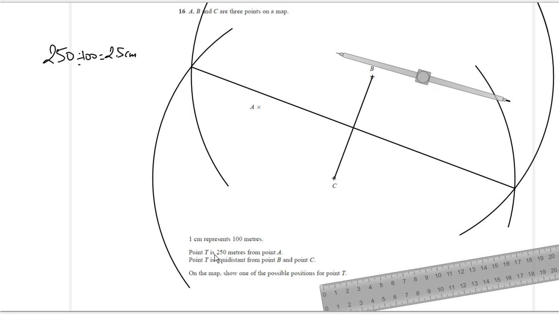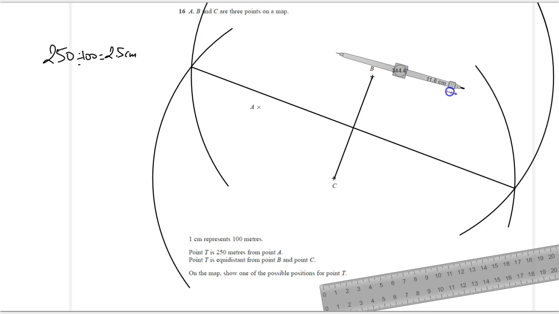I need to go back to point T, which is 250 meters from the point A. I didn't read it properly, sorry. Point T is 250 meters from the point A. That is the point A. So we need to draw a circle around A with a radius of 2.5 centimeters.